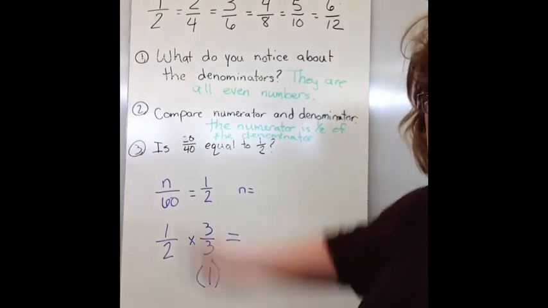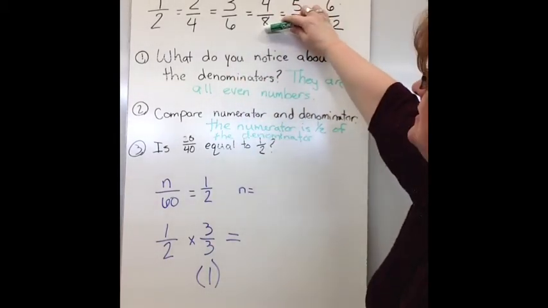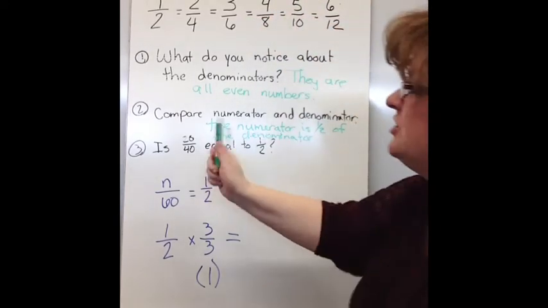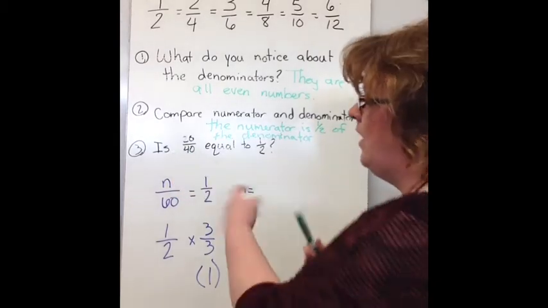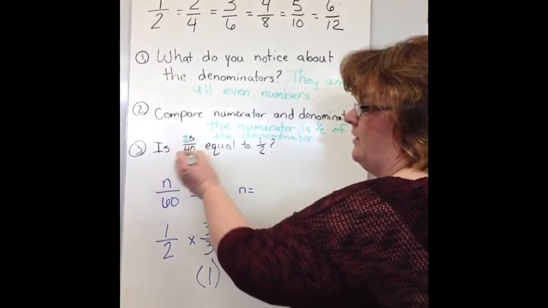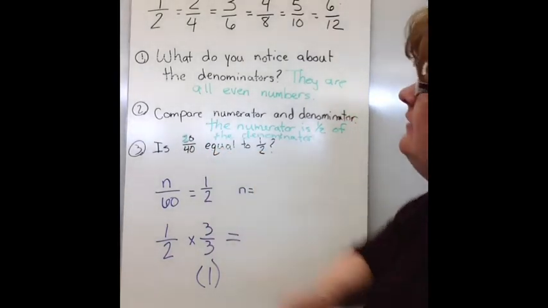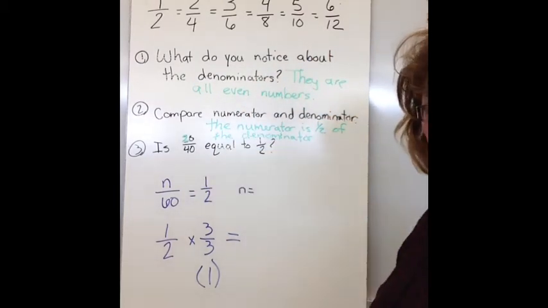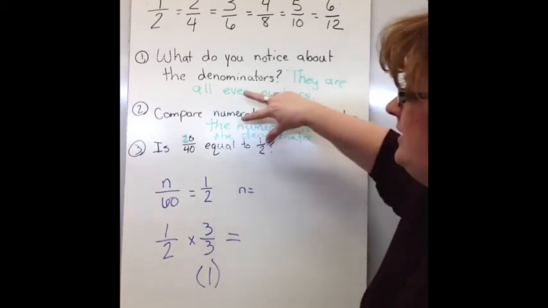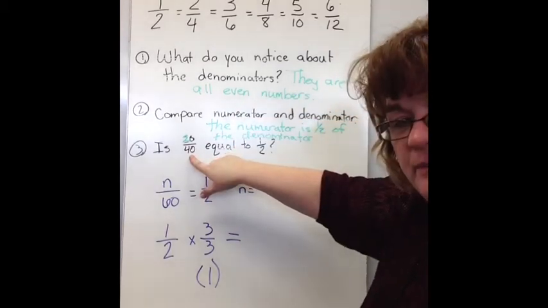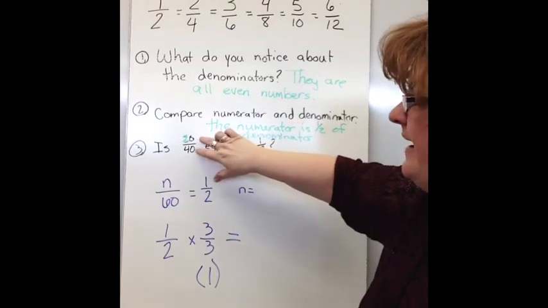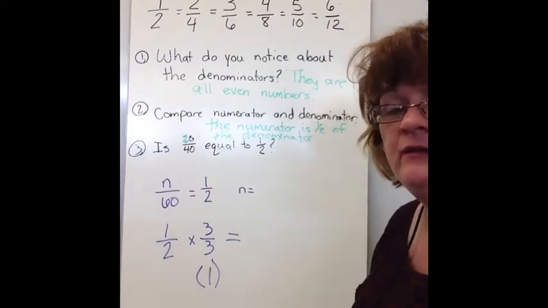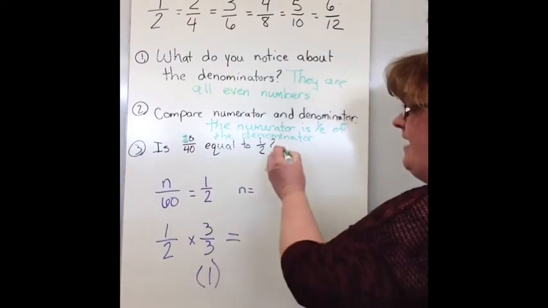Okay, if you take a look at all of these fractions, you'll notice that 4 is half of 8. 3 is half of 6. 5 is half of 10. So here's my next question. Is 20/40 equal to 1/2? If all of these are equivalent fractions, would 20/40 also be an equivalent fraction to 1/2? Think about what we know. Is the denominator an even number? Is the numerator, compared to the denominator, half of it? If your answer is yes to both of those questions, then yes, 20/40 is equivalent to 1/2.